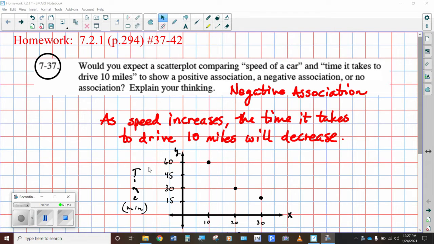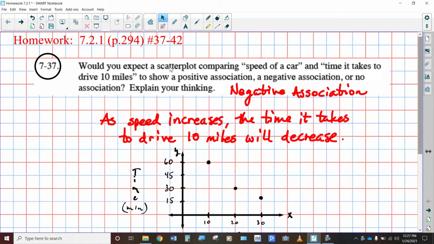All right, let's take a look at our homework for lesson 7.2.1, starting with problem number 37. It says, would you expect a scatter plot comparing the speed of a car and the time it takes to drive 10 miles to show positive, negative, or no association at all? Right, so this is a little bit tricky.